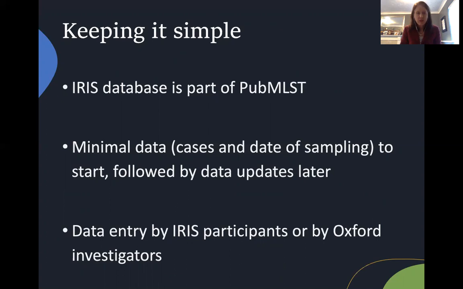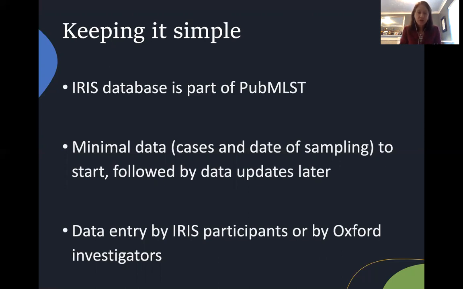We were only asking laboratories, who were of course very stretched by COVID-19 at this point in time, for minimal data. So could they report the cases of invasive disease and the date of sampling of the specimen to start off initially, and then we could add more data and update the database later. And most laboratories did that. There were quite a few laboratories that have in fact submitted quite a lot of metadata, so we're now starting to work on that data update phase.